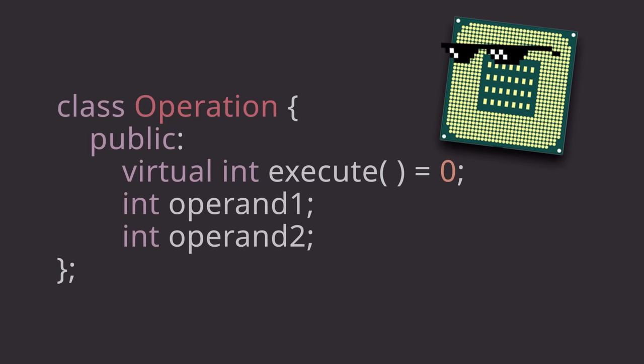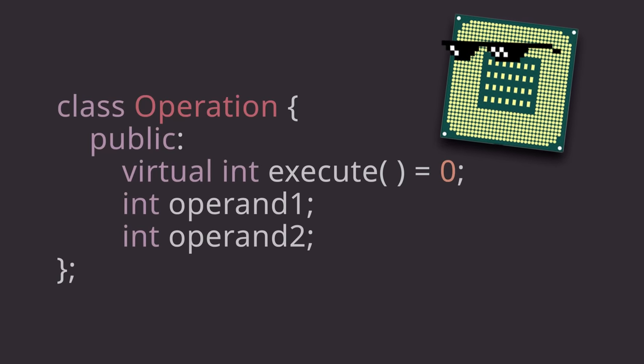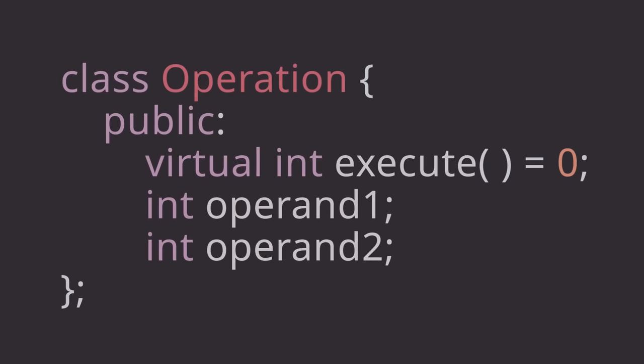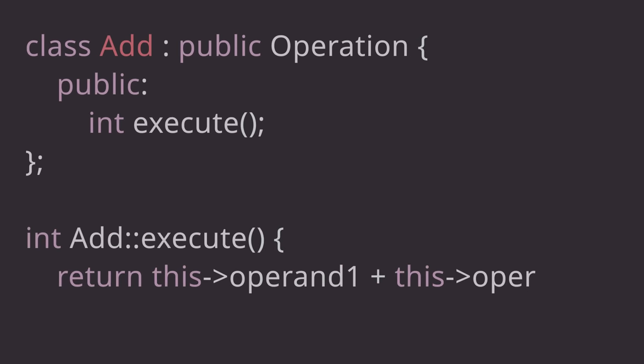It is important to note that, by default, functions with the same signature in a derived class are virtual in the parent by default. However, for code readability, it's important to use the virtual keyword so that readers of the code know that the code is intended to be overridden. To override this function, execute, let's make our child class, add. And the execute function for add, which adds operand 1 and operand 2.